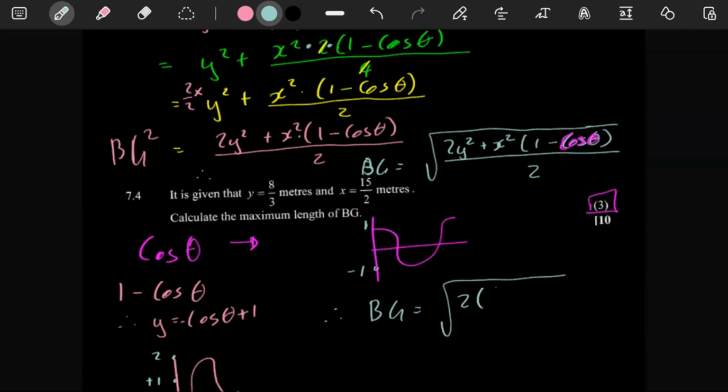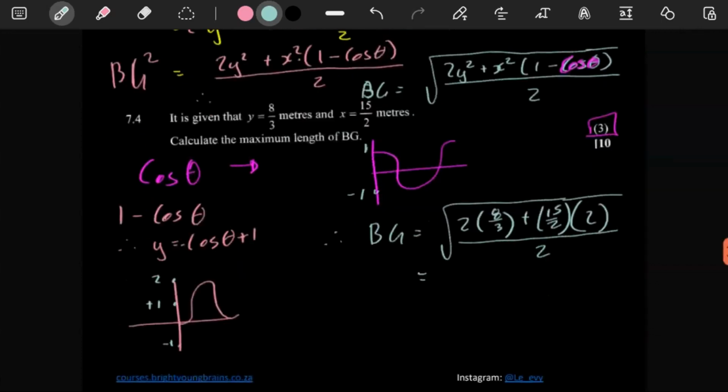Our y value, they gave it to us as 8/3. Our x value, they gave it to us as 15/2. And then our 1 minus cos theta, the highest it can ever be is a 2. And then all that you can put it in the calculator.